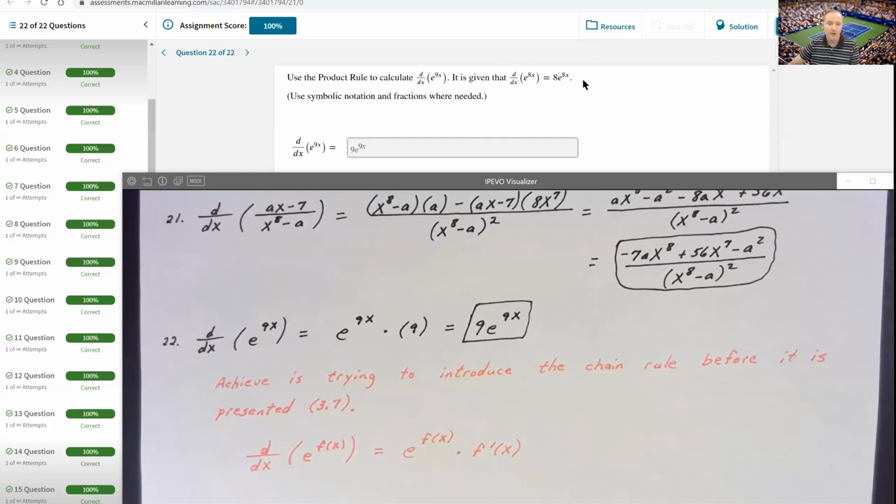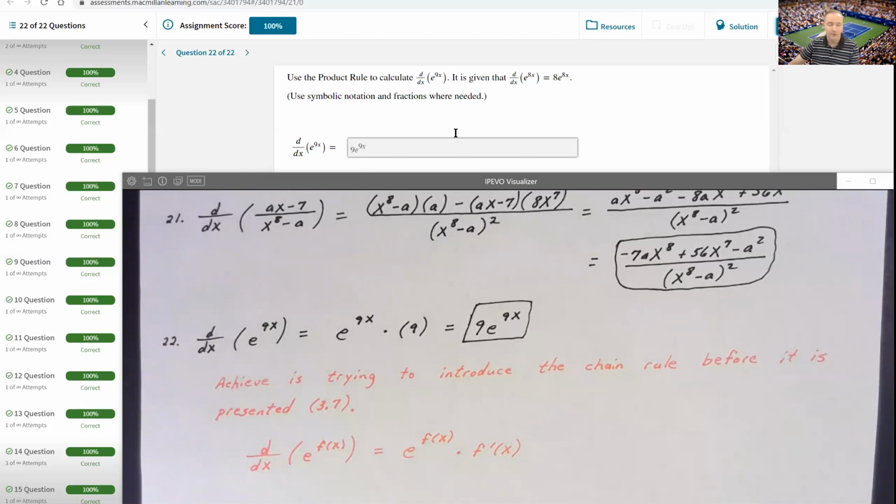So notice in their problem up here, they're telling you that if the derivative with respect to x of e to the 8x is equal to e to the 8x times 8, well, they're wanting me to take the derivative of e to the 9x. Now, they're wanting you to draw the conclusion of, okay, well, the derivative of that exponential function was that exponential function. And then since the coefficient of the exponent was 8, hey, they're multiplying by 8. I bet I'll multiply this one by 9. That's what they're wanting you to make the connection of here.